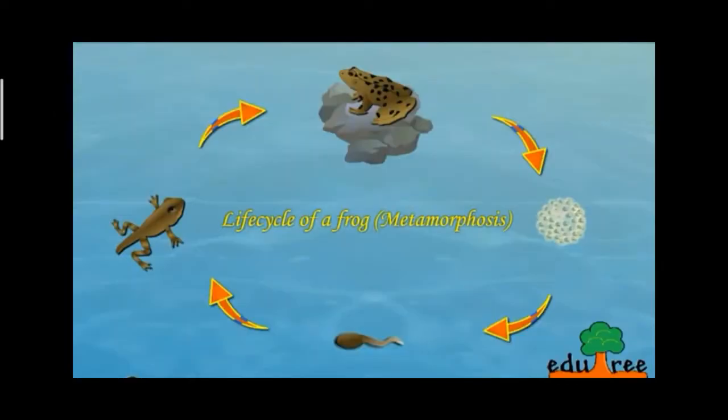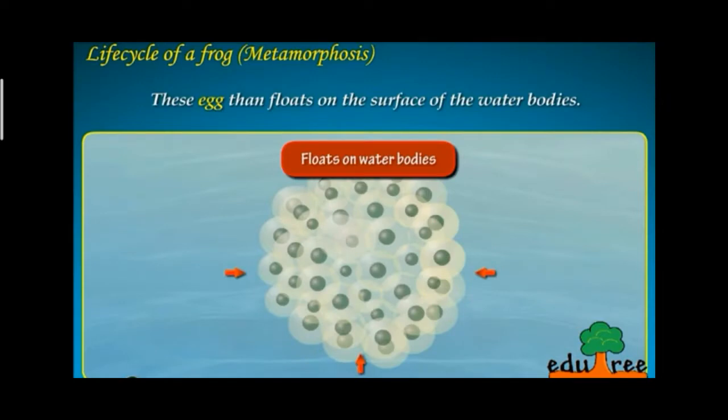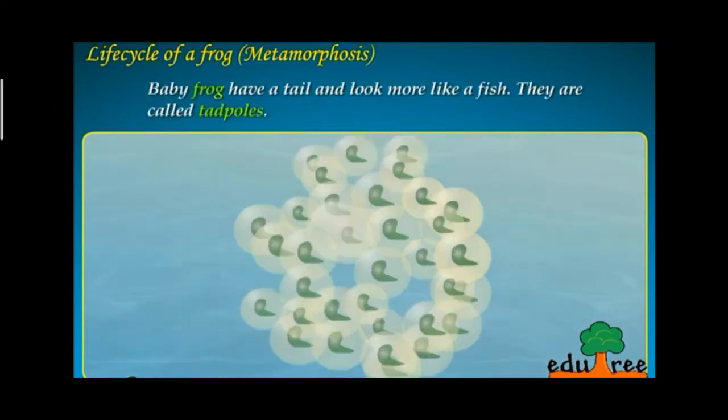Let's learn about the life cycle of a frog, or metamorphosis. The female frog lays eggs in the water. These eggs will float on the water bodies. After a few days, a baby frog known as a tadpole hatches out of the egg. It looks more like a fish than a frog.